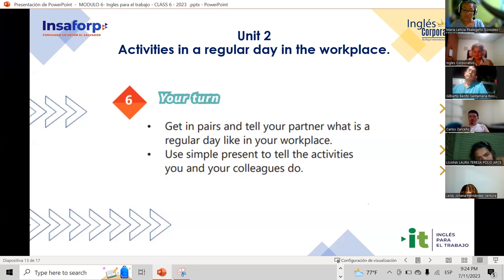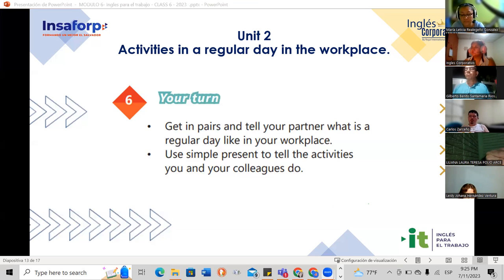For example, if Gilberto works with Maria, Gilberto will tell us what Maria does. And Maria will explain what Gilberto does. So it means that you have to speak in third person when you report what the other is doing at the workplace. Is it clear? Yes. Okay, teacher. Okay, very good.